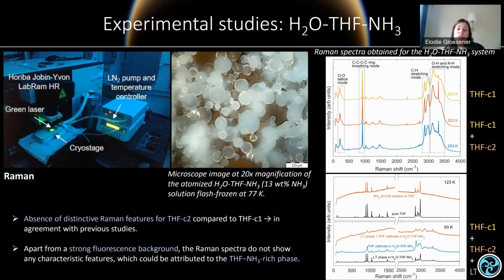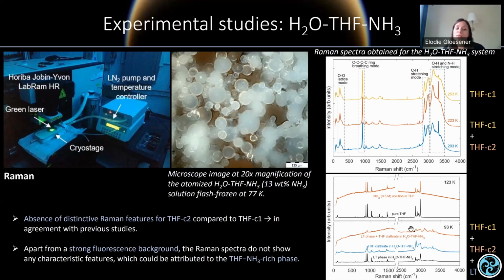And regarding the low temperature phase, you can see at the bottom here the kind of spectra we obtain in the stability region of this THF ammonia rich phase. In addition to the THF clathrate spectrum that I've just described, we also saw additional signatures related to solid THF, including the two sharp peaks here in the ring breathing mode region. For comparison, you have the spectrum of pure THF here.